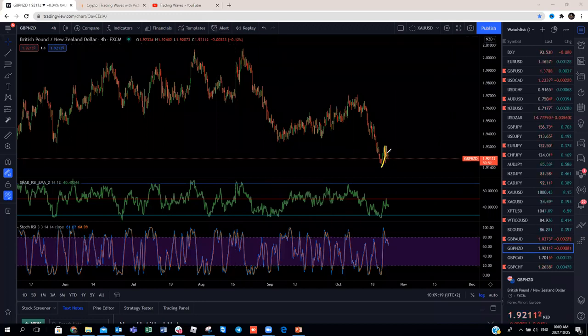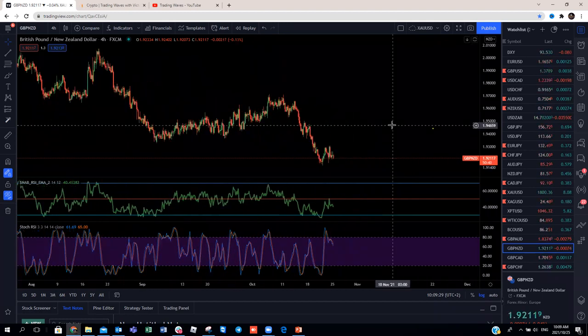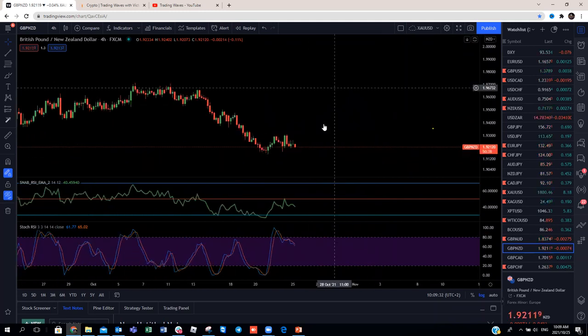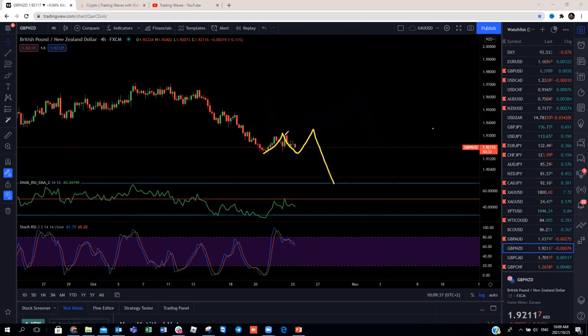Now, pound New Zealand, expect continuation pattern to the downside here as well. Look where we are at the top here. We're looking for this to continue lower. So let's wait for the current structure to build. Very likely, because this is not aggressive, we can get this one doing that and continues to the downside. That is pound New Zealand.